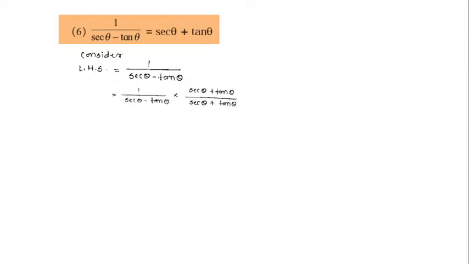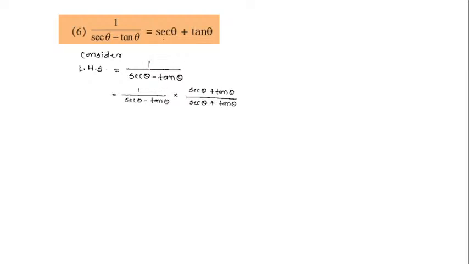Now the next question: 1 divided by sec theta minus tan theta is equal to sec theta plus tan theta. Again we consider the left hand side. Generally we consider the left hand side, but it is not necessary all the time. Sometimes we have to consider the right hand side, and from that we can get the left hand side. As of now we are taking the left hand side, 1 divided by sec theta minus tan theta, and we take this term as it is.